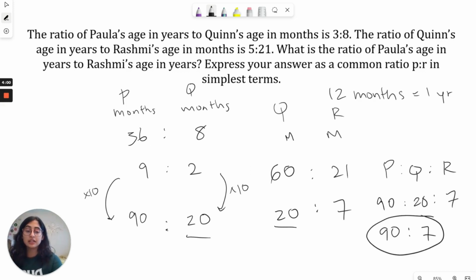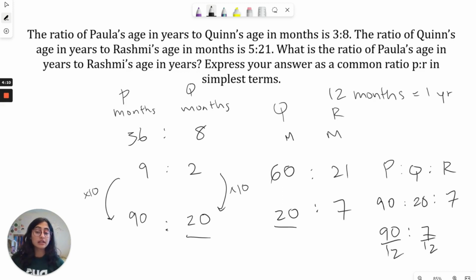And some of you might be thinking, well, now we have to convert this to years. But if we do convert this to years, all we're going to be doing is dividing both sides by 12. And since we're doing this to both sides, it doesn't change the ratio at all. So the ratio of ages from months to months is going to be the same as the ratio of ages from years to years. So our final answer is 90 to 7.